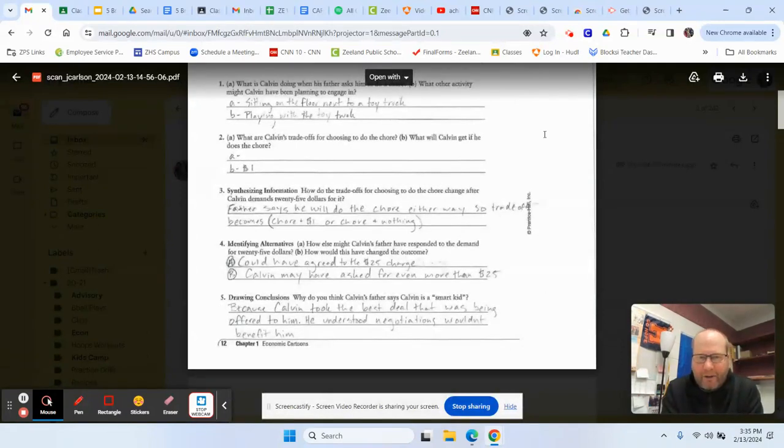Number 3, how do the trade-offs for choosing to do the chore change after Calvin demands $25 for it? Well, the father says he'll do the chore either way. So the trade-off then becomes either you do the chore for the $1 or you do the chore for nothing. His trade-off is the $1 now, almost.